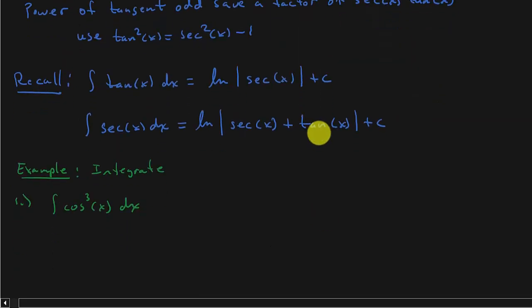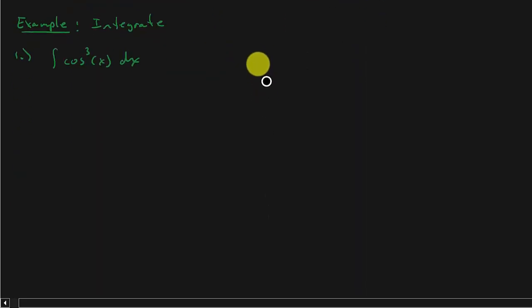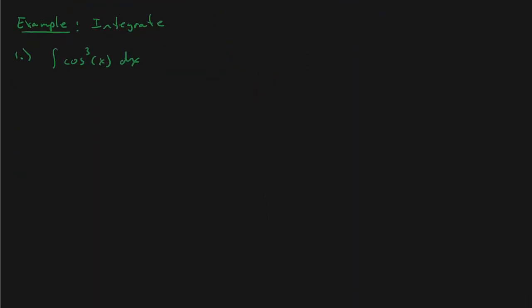And then recall these integrals here. You learned these earlier when you first started learning how to integrate. The antiderivative of tangent is natural log of secant, and the antiderivative of secant is natural log of secant plus tangent, and then of course the plus c on the end, the constant. So let's go ahead and get started on our examples.